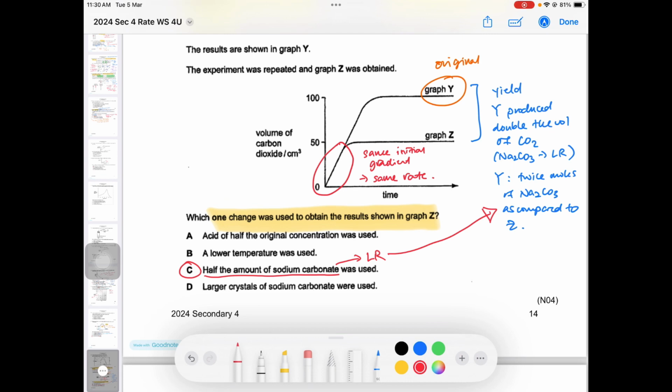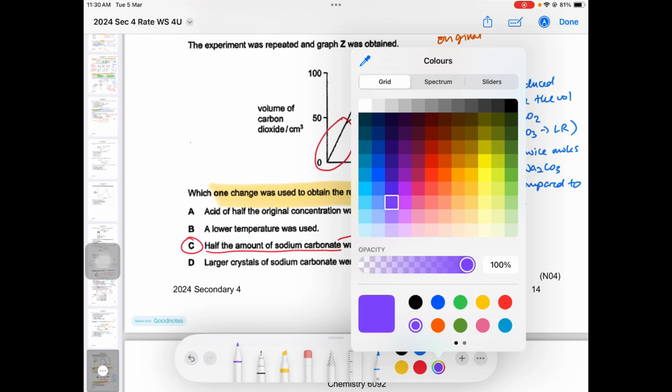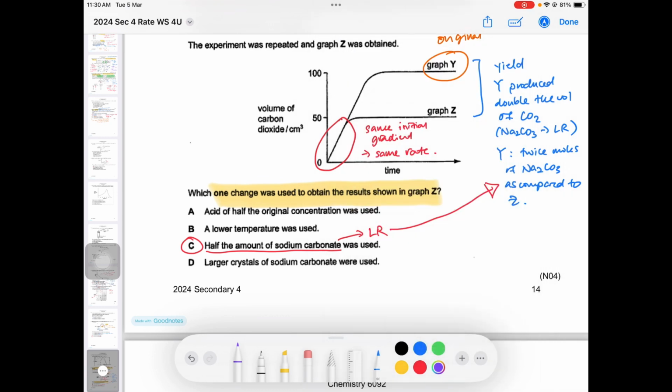For the other three options, why are they wrong? It's because if I use half the original concentration of the acid, I would have decreased the rate. But the graph shows that rate didn't decrease. Same thing for B. If I use lower temperature, I would have decreased the rate, but that's not what is shown in the graph.